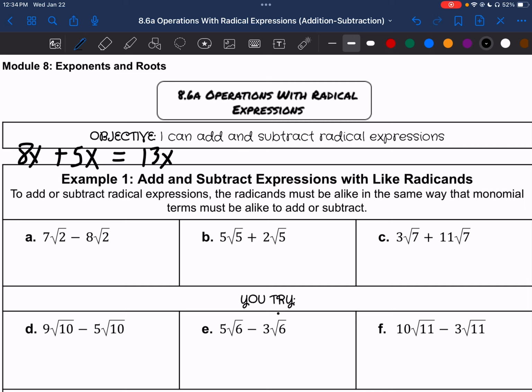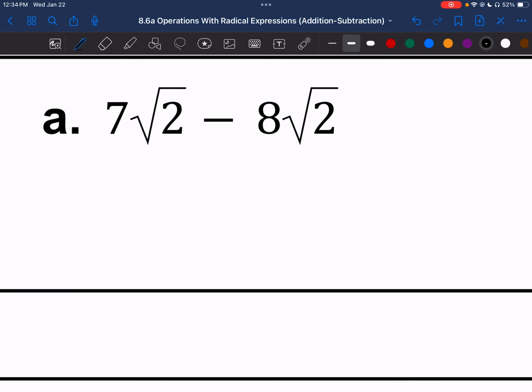We have 7 root 2's and we're subtracting 8 root 2's from that. 7 minus 8 is negative 1 square root of 2. So we're just going to subtract and add the coefficients in front, and we are going to be able to simplify the radicals that way.